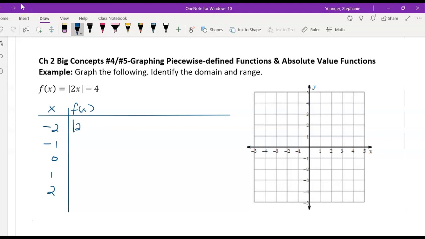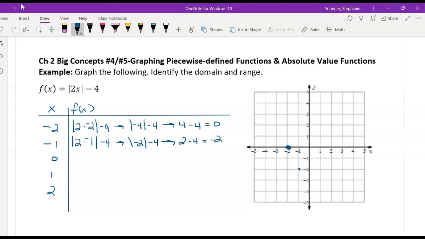So we have the absolute value of 2 times negative 2 minus 4. That gives us the absolute value of negative 4 minus 4, which gives us 4 minus 4, which equals 0. So our first point is (-2, 0). So I'm going to go over here and plot (-2, 0). All right, let's do it for negative 1. So 2 times negative 1 minus 4 gets us the absolute value of negative 2 minus 4, which gets us 2 minus 4, which gets us negative 2. So here we have (-1, -2).